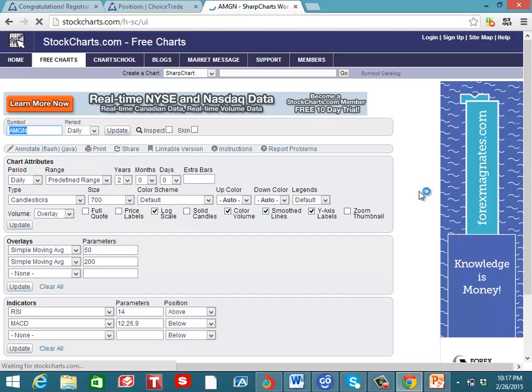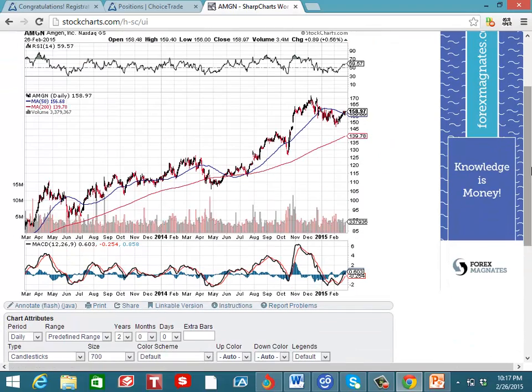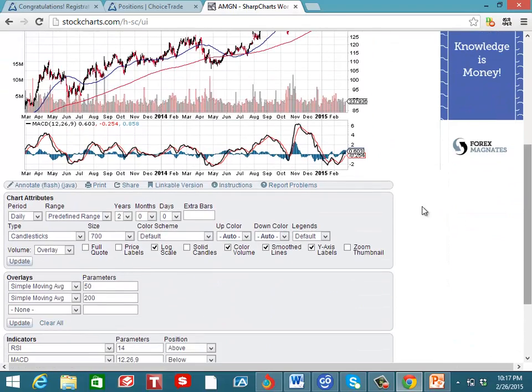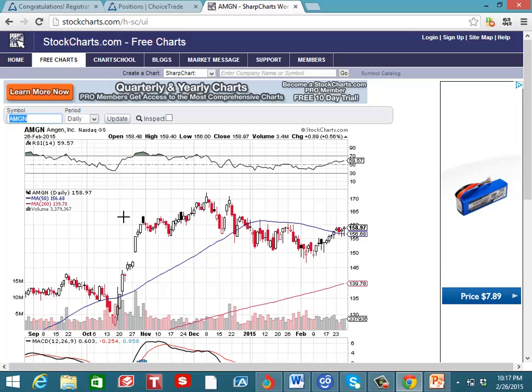For example, we have another one. Let's see if you could recognize this pattern. And once you start trading straddles, you're really going to like them here.